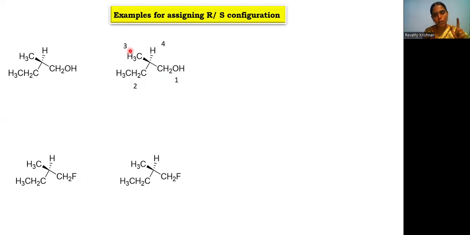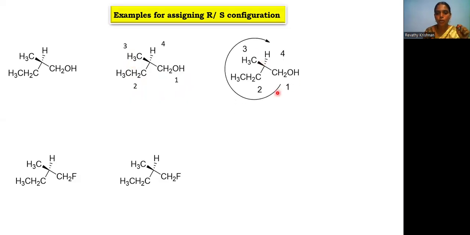So what could be the configuration? How does the eye travel from 1, 2, 3? It is in the form of a clockwise direction. So we can get the configuration R. It follows the clockwise direction, and the lowest priority group is also in the dash line. So we can assign the configuration as R. This is the first example.